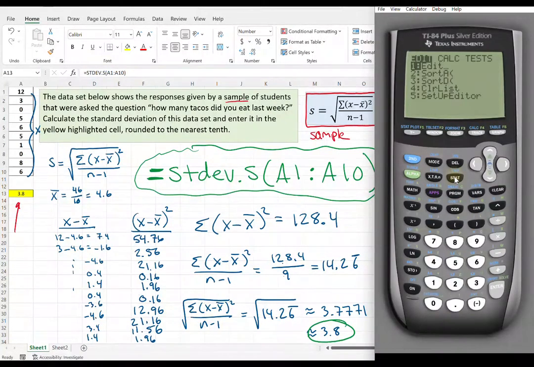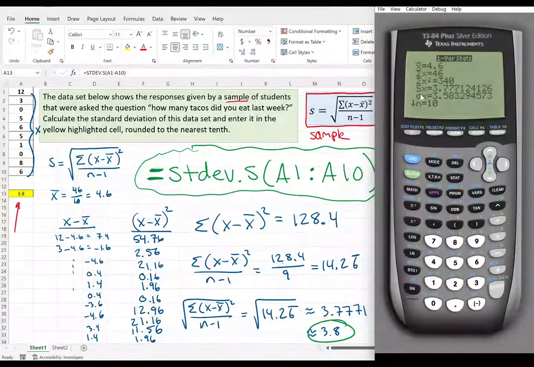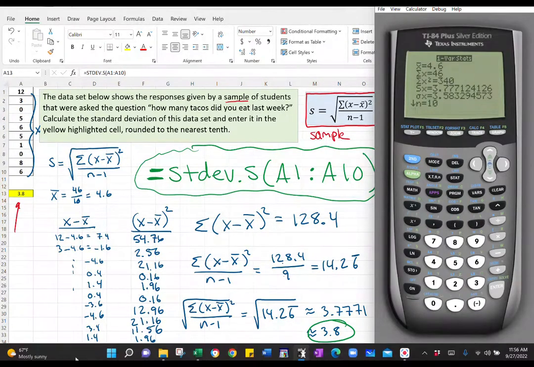I could go back to the stat menu and now go to calculate one variable statistics. And there's our standard deviation, 3.777124. It's the same one. All right, so we could do it that way as well. Okay, but that involves typing each number individually into the calculator. So if you think the graphing calculator is a viable or a good option, that's fine. Let's go over to sheet 2 and do the same thing. Calculate the standard deviation.